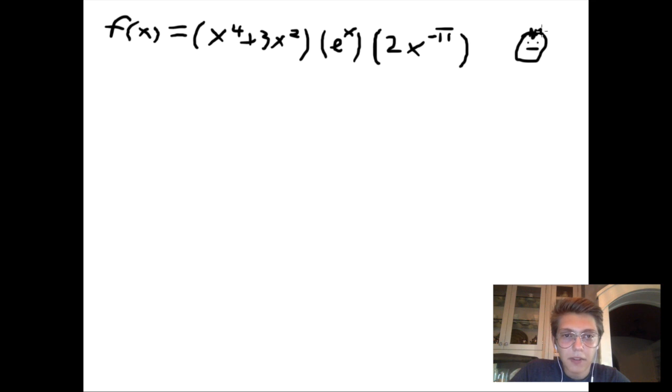And what does this little math guy think? He says, yes, there is a better way. That's why his mouth is getting larger. Okay, so let's find a better way to do this.